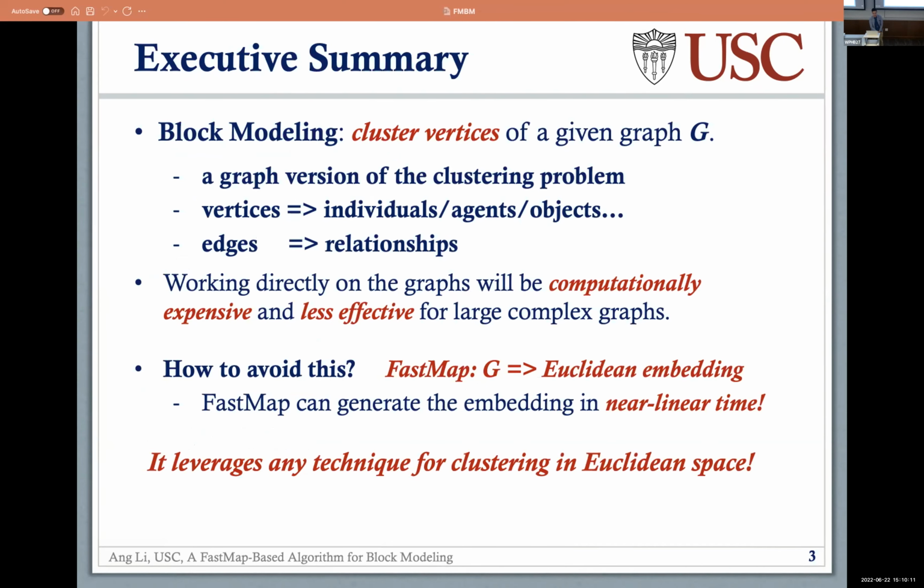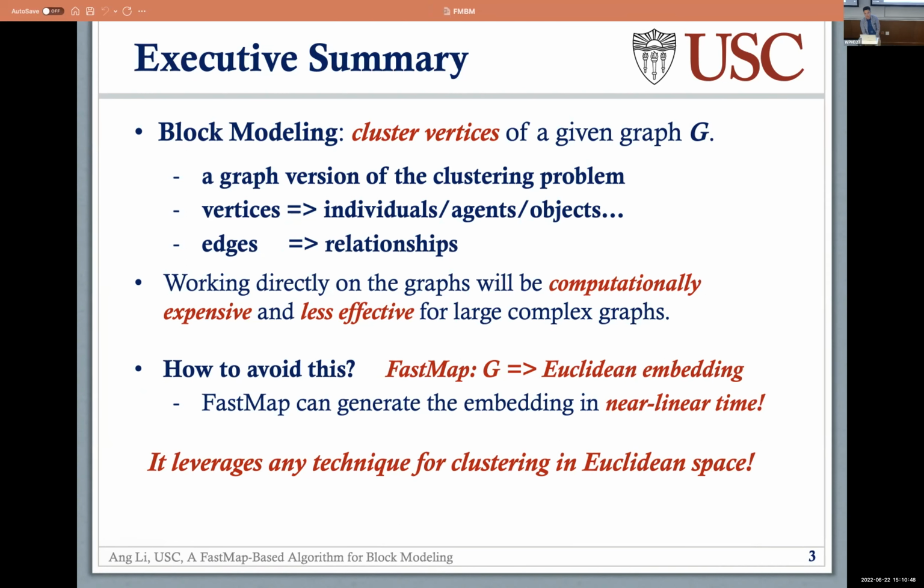So what's block modeling? Block modeling is a graph version of the clustering problem. It requires clustering vertices of a given graph G. The vertices can represent individuals, agents, objects, etc., and the edges represent the relationships among those vertices. In practice, there are many algorithms that solve the block modeling problem on the graph directly. However, working directly on the graph is computationally expensive and less effective for large complex graphs.